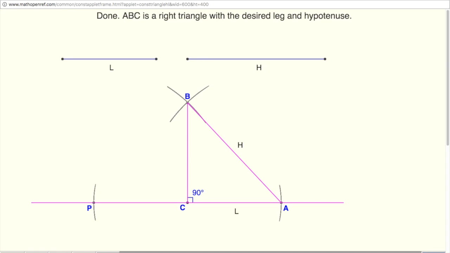Now the cool thing to look at here is that what we actually did for the construction was create the triangle PBA, but then instead drew the altitude BC, and then drew just the side AB. So in a way, the right triangle was just this bigger triangle cut at the altitude, the 90-degree angle.